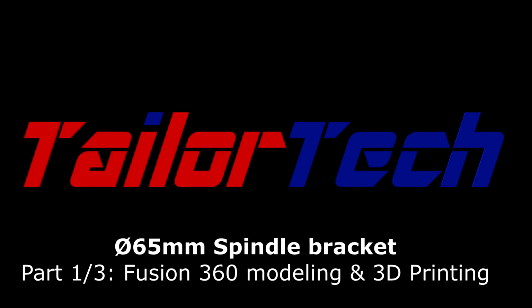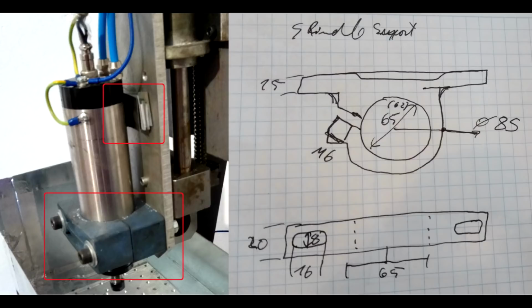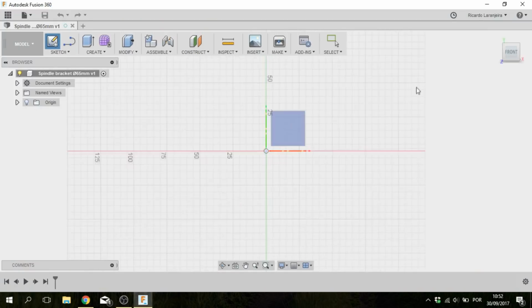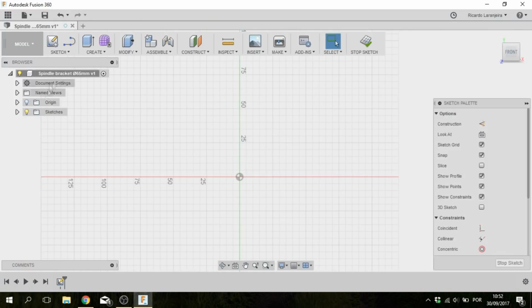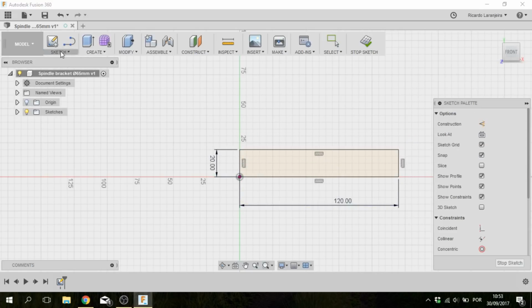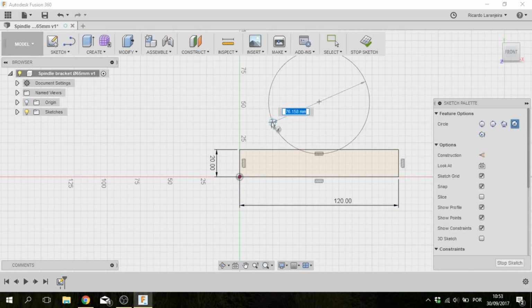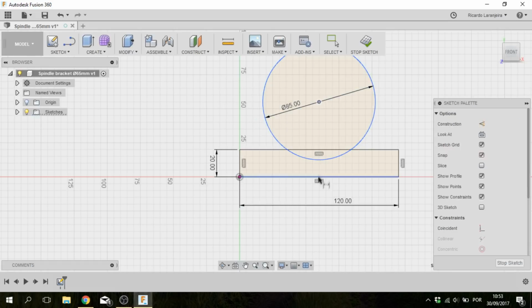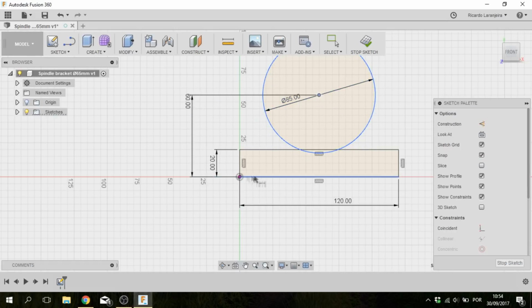Hello guys, I need to make two brackets for my spindle. The spindle right now is fixed with the plaster part, so I need to make two aluminium brackets, and I chose to make them with the lost PLA method with a plaster mold. I use Fusion 360 to make the 3D model.